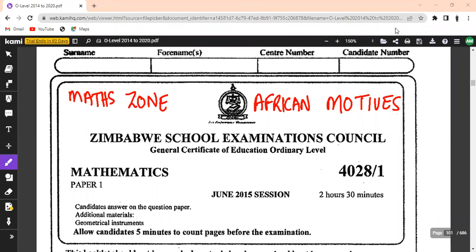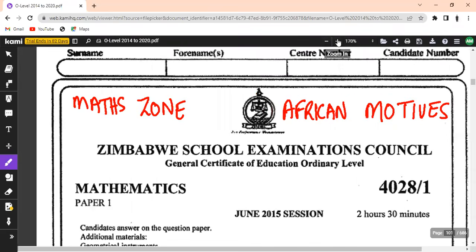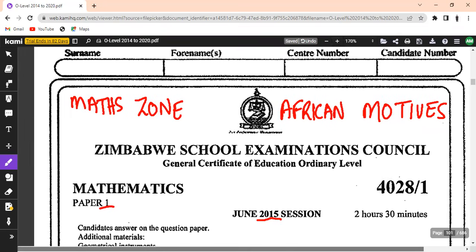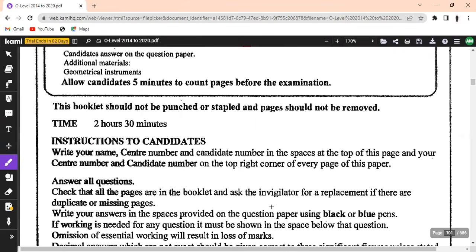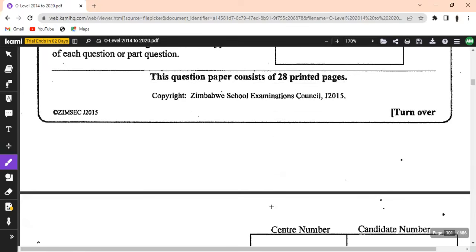Still working on O-level mathematics. In this platform, we've got the question paper, which was actually written in June 2015. So that's what we have got in this platform, guys. This is June 2015, paper 1 for mathematics O-level. So we shall quickly rush through the questions so that we'll see what we are supposed to have done to attempt these typical questions that we have got here.